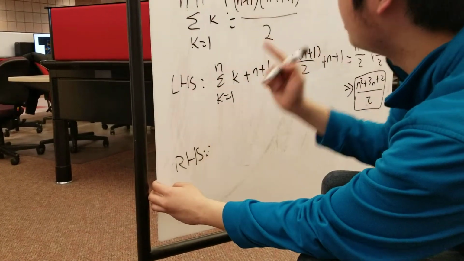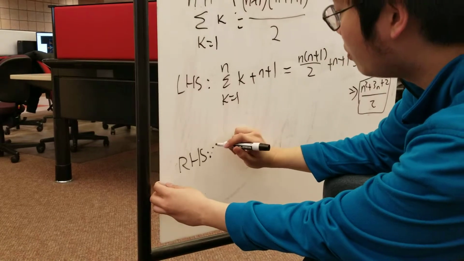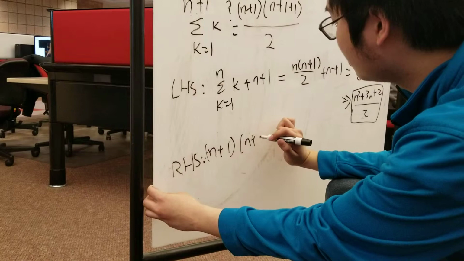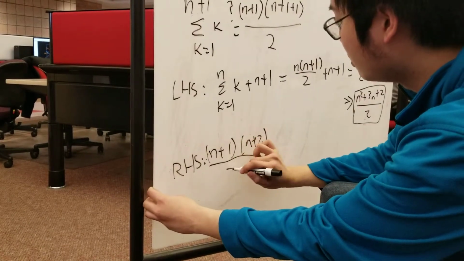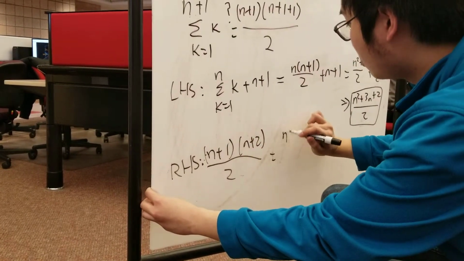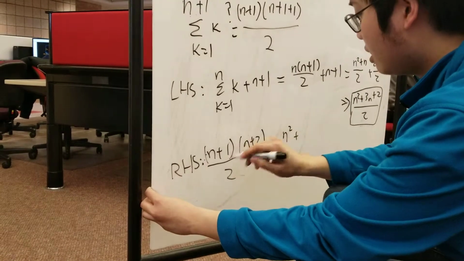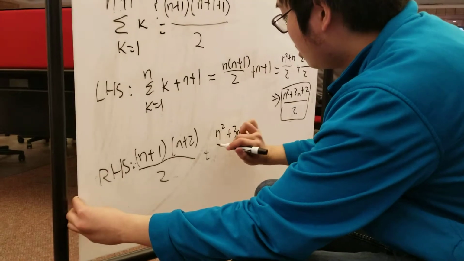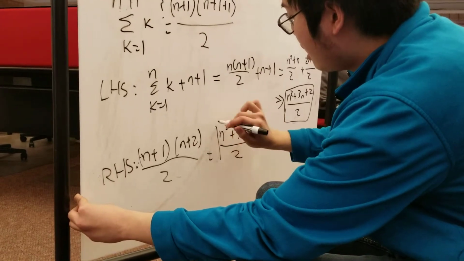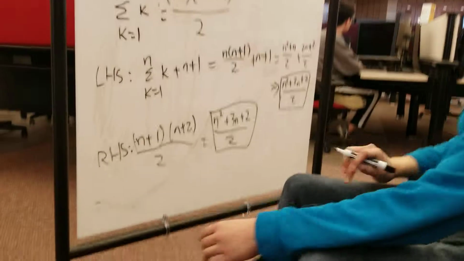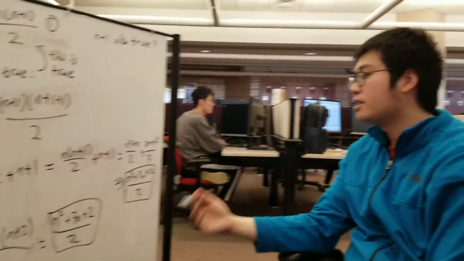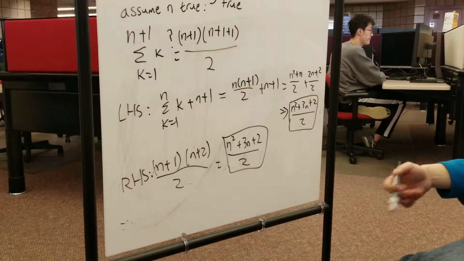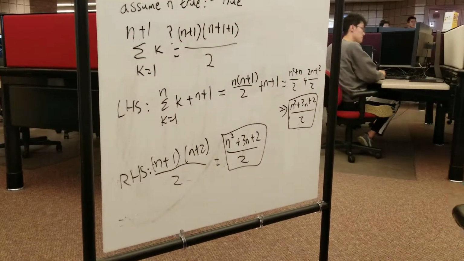The right-hand side is just this equation. We just distribute everything out and simplify. n squared plus 2n plus 1n is 3n plus 2, over 2. And as you can see, your left-hand side equals your right-hand side. They are the same, so your inductive step has been proven successfully. Your base step before has also been proven successfully, which completes the entire proof.